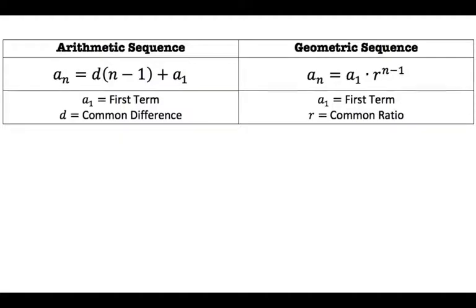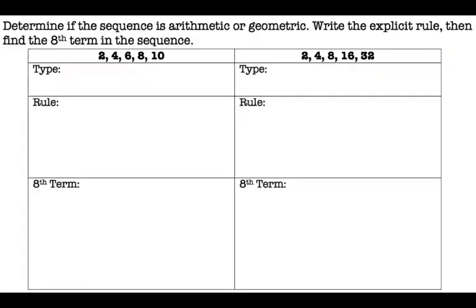To remind you, an arithmetic sequence is a sub n equals d times n minus 1 plus a sub 1, where a sub 1 is your first term and d is your common difference. And then a geometric sequence is a sub n equals a sub 1 times your rate, r, raised to the n minus 1 power, where a sub 1 is your first term and r is your common ratio. So the difference in an arithmetic sequence is going to be a common difference, which means it's going to either be adding or subtracting the same number every time. And in a geometric, it's going to be either multiplying or dividing by the same number every time.